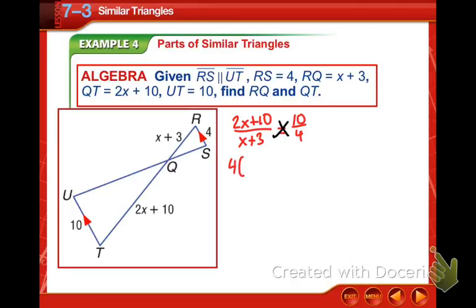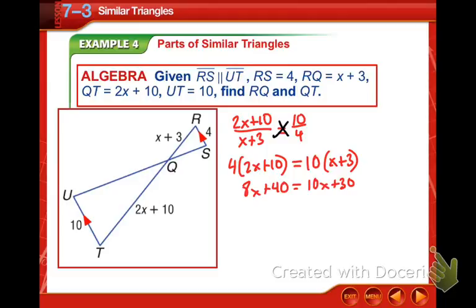So that's going to be 4 times 2x plus 10 equal to 10 times x plus 3. We're going to distribute the 4 and the 10. 4 times 2x is 8x. 4 times 10 is 40. 10 times x is 10x. And 10 times 3 is 30.